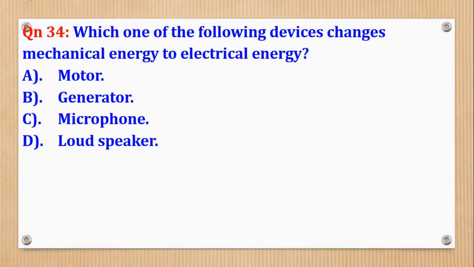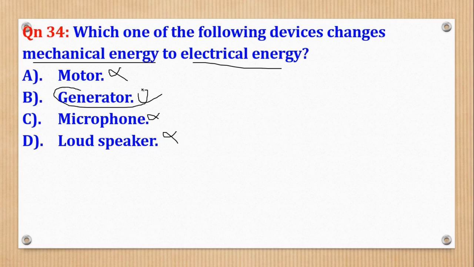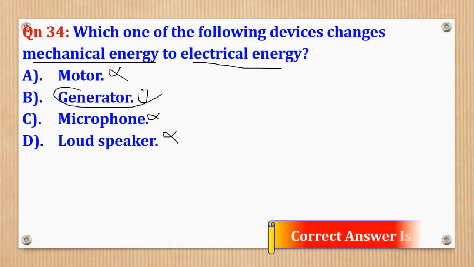Now we shall go to question 34, which says, which one of the following devices changes mechanical energy to electrical energy? Motor, is it okay? No. Generator, it is okay. Microphone, no. Then loudspeaker, no. So the only option will be a generator.